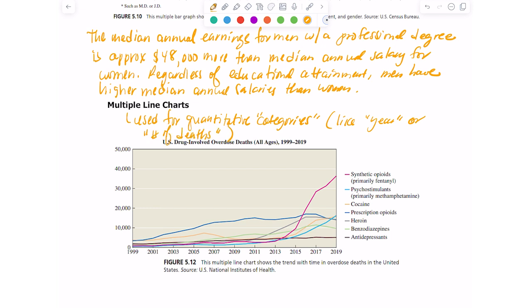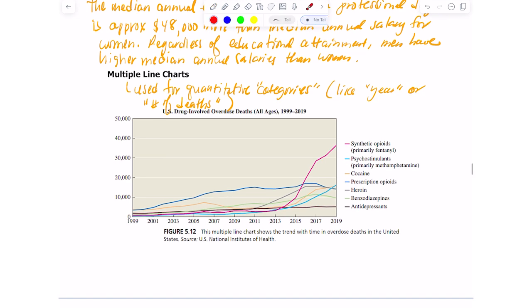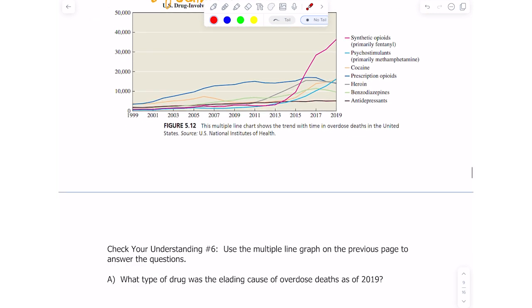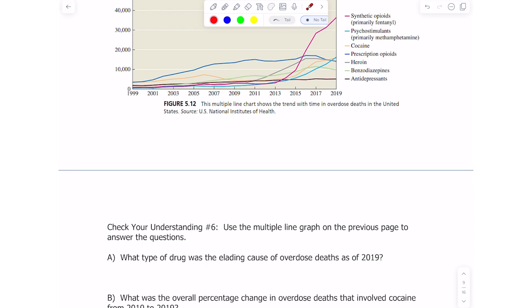So here we have US drug overdose deaths, all ages, from 1999 to 2019. And we have different types of drugs here. And we also have the number of deaths and the year. So, what type of drug was the leading cause of overdose deaths as of 2019?